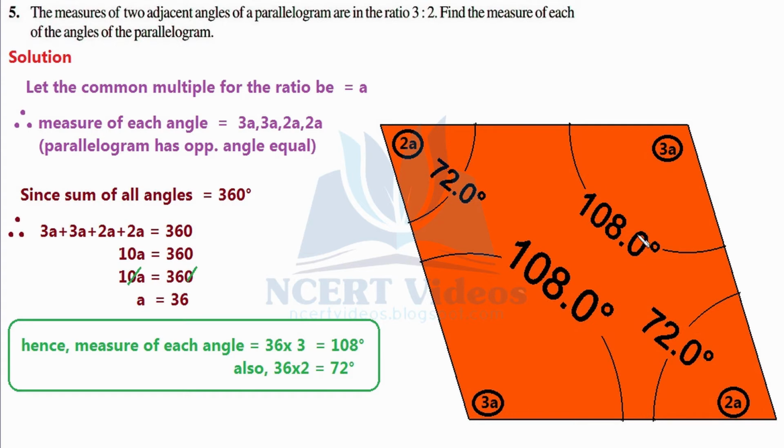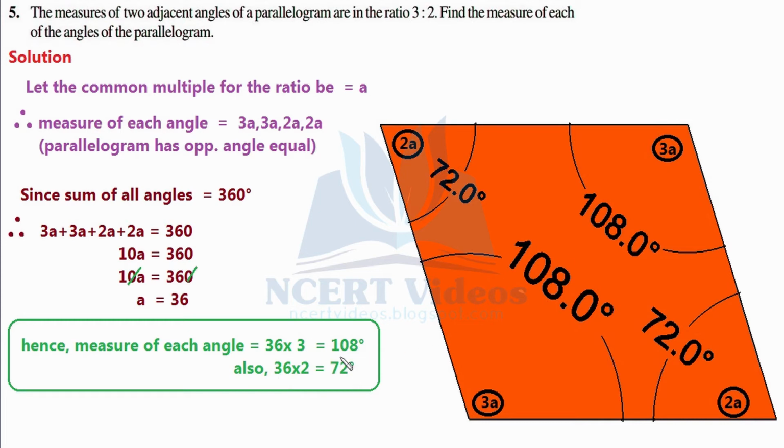That is, if this angle is 108 degrees, the opposite angle facing it will also be equal to 108 degrees. For another pair, for this angle we need to multiply with 2. Therefore 36 into 2 is 72, or 6 2s are 12, 1 is carry, 3 2s are 6 plus 1 is 7.